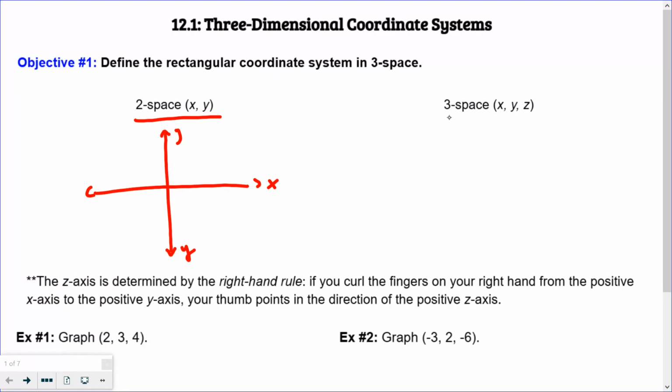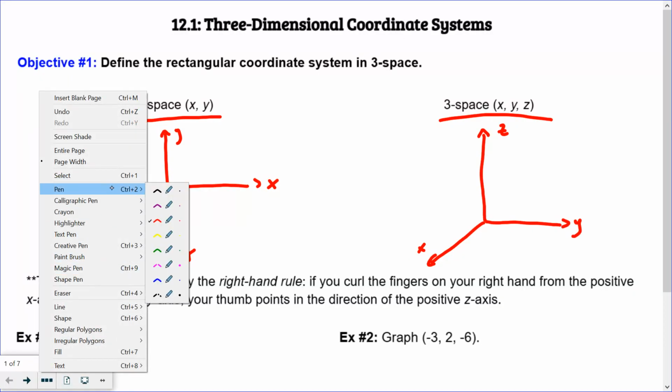Now, when we talk about 3 space, we introduce our z-axis. Now, I'm going to draw the positives here. There's my positive z-axis. There's my positive x-axis. This is traditionally how we draw it, and then that's my positive y-axis. Now, we do have negative axes.